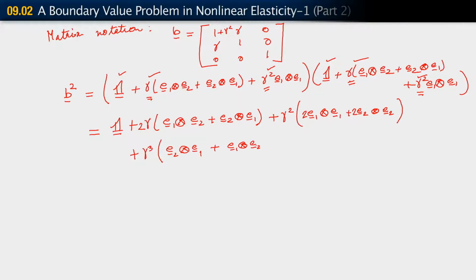All right. And finally, we get a quartic term, which is from the action of this term on that one. So the quartic term comes from the action of those last two terms on each other, and that takes on the form gamma to the fourth E1 tensor E1.